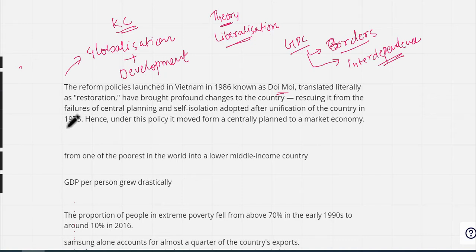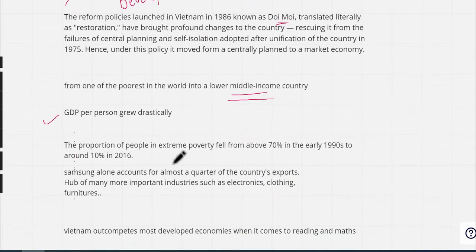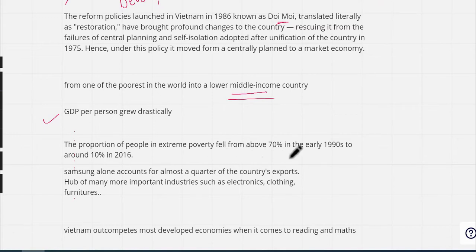It opened up the economy. It moved from the centrally planned economy to a market economy. What happened after this one? So from one of the poorest in the world into a lower middle income country, this is where Vietnam started marching its journey. The second point was that GDP per person grew drastically. The proportion of people in extreme poverty fell from below 70% in the early 1990s to around 10% in 2016. That was the drastic change where it could see the reduction of poverty as well.